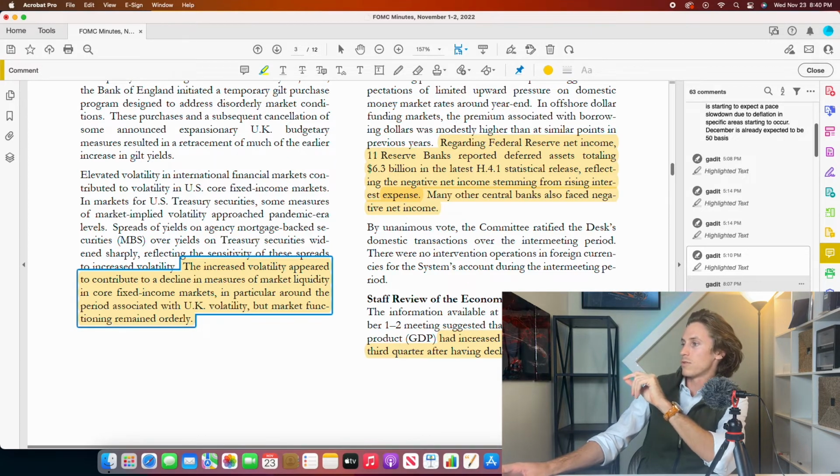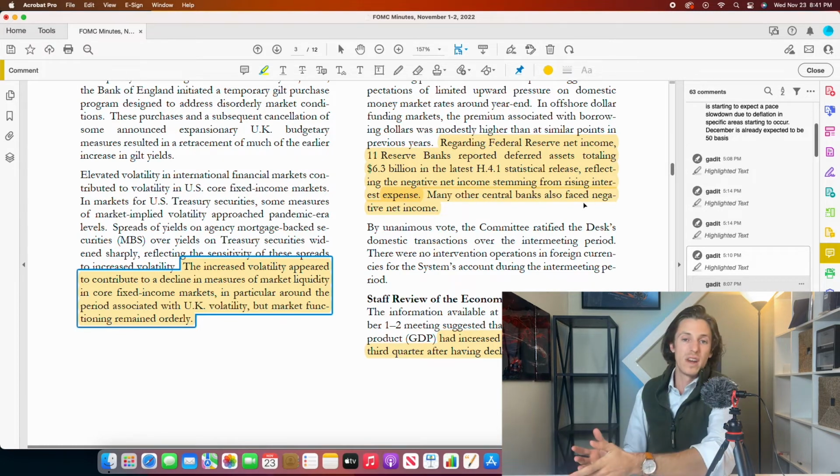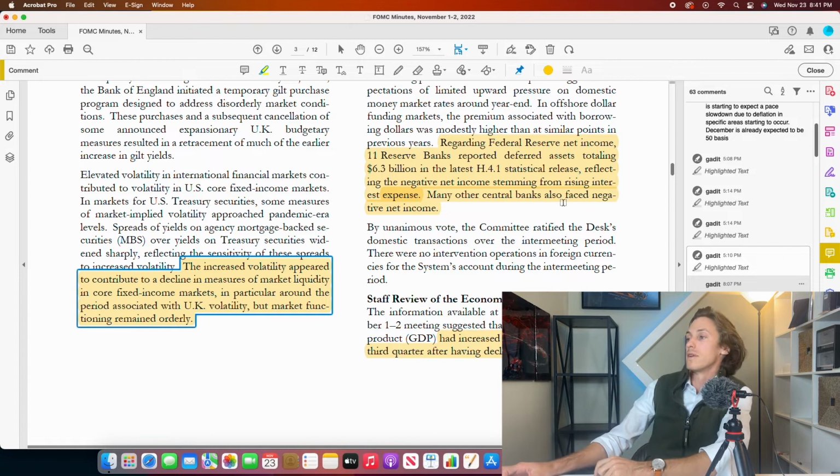The strong Fed pace resulted in the US dollar appreciating versus most currencies. Foreign countries in some cases had to go with drastic measures to fight their currencies losing value against the US dollar. Some other countries simply went with interest rate hikes, like for example, European central banks. Now the Fed is officially operating at a loss, as we can see here. We had deferred assets totaling 6.3 billion across 11 central banks, and many other banks are also facing negative net income. I call it a loss, they call it negative net income.